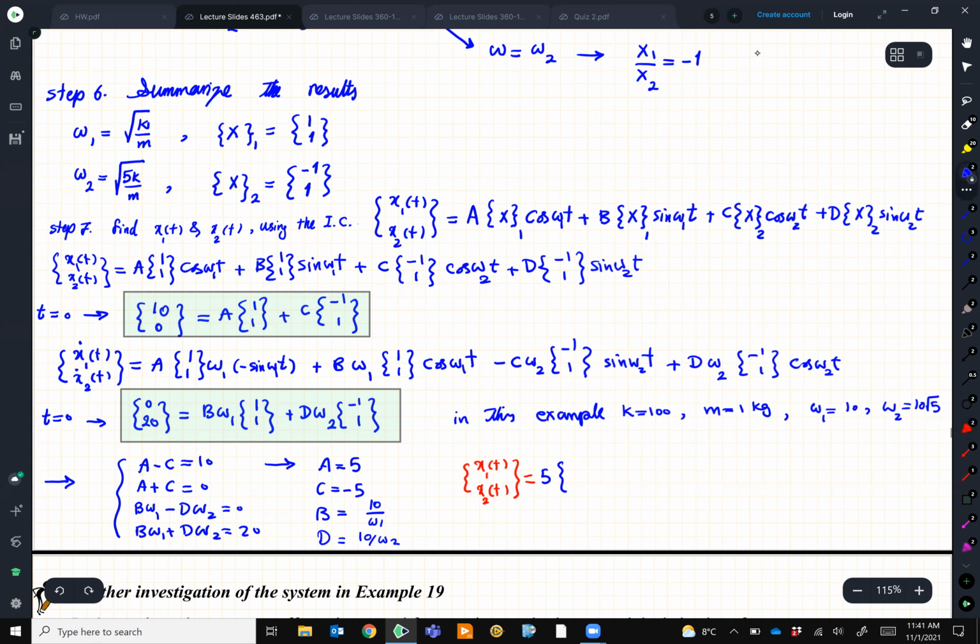5, and then 1, 1, cosine 10t, and then we have B, which becomes 1, 1, sine 10t, and then we have C, which is minus 5, minus 1, 1, cosine omega 2t, and then eventually D, which is going to be 1 over square root of 5, sine 10 root 5 t.